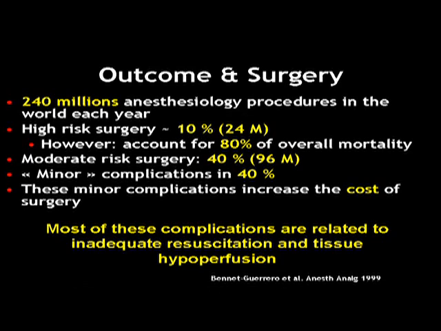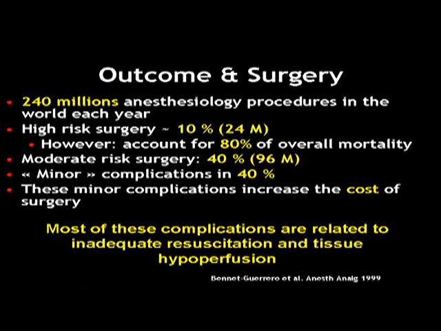So as you know, every year around the world we have about 240 million anesthetic procedures that are performed. Among these 240 million, high-risk surgery represents 10% of them, so it's about 24 million. But you have to remember that these 10%, they account for approximately 80% of the mortality during anesthesia. When we look at moderate risk surgery, they represent 40% of the 240 million patients, so it's 96 million patients. And among them, about 40% are going to present a minor complication, most of the time related to the guts, like postoperative nausea and vomiting. And this minor complication increased dramatically the cost of the surgery.